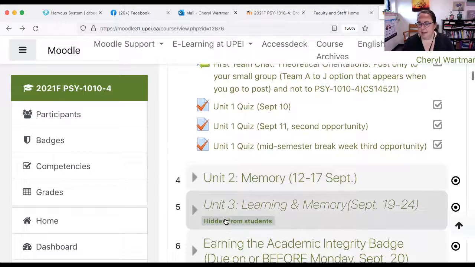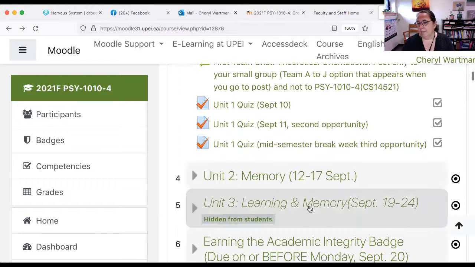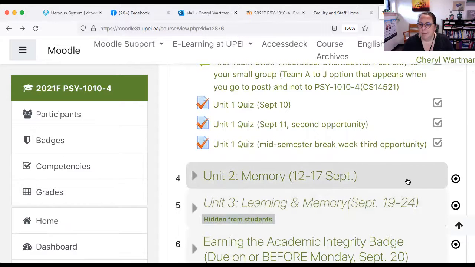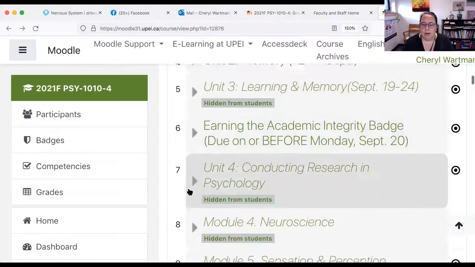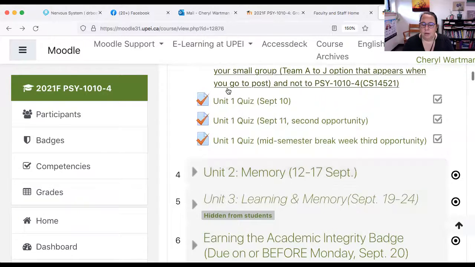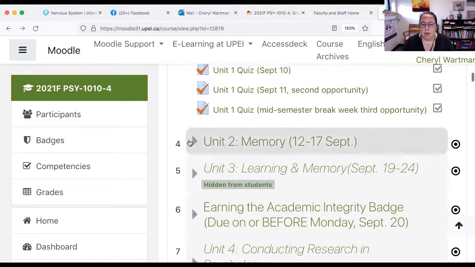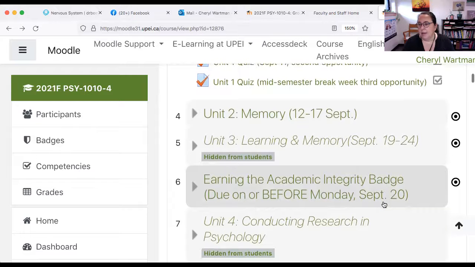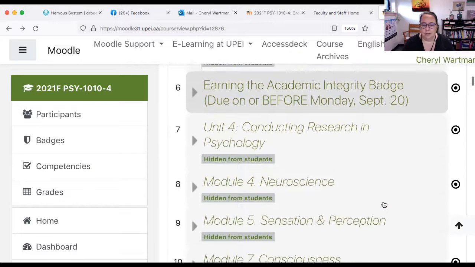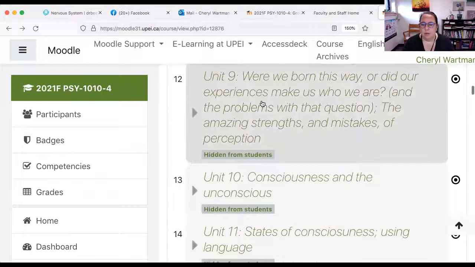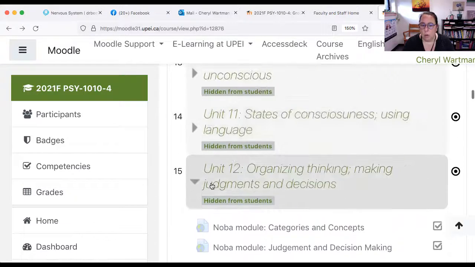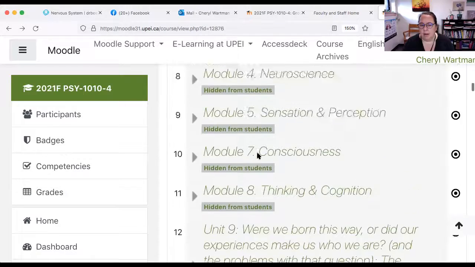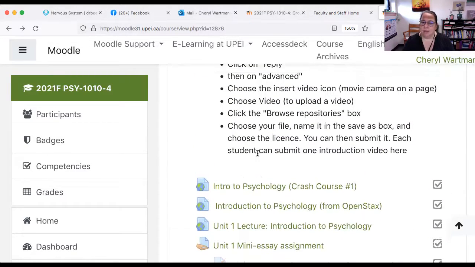Okay, and you're not seeing Unit 3 yet because of that, because I was just playing with that still. So Unit 2 is next week's unit, and you see how it goes on for all the modules, and you will only see Unit 2 and then earning the academic integrity badge, which is not due till September 20th, but you can do it anytime from now until then. Okay, and each of the weeks will be opened for you as I complete everything I want to have in them.